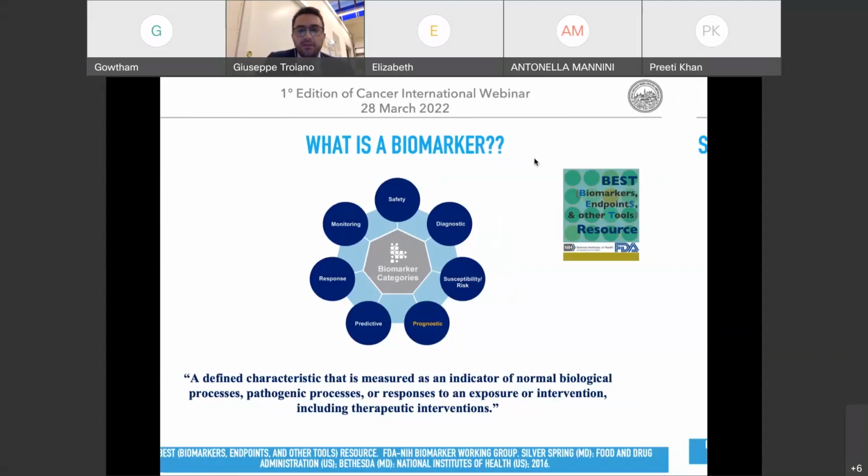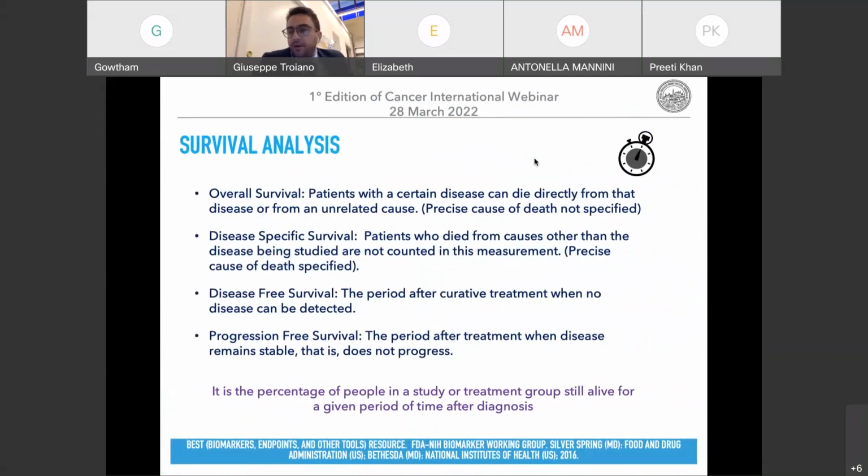What is different for prognostic biomarkers compared to the other types of biomarkers? In the case of cancer, for prognostic biomarkers we usually refer to survival analysis. By survival analysis, we mean that we are trying to predict what will happen in the future, starting from a baseline characteristic of the patient. To do so, we usually perform some statistical analysis, like, for example, Cox regression analysis. And it's important to specify the outcome of the analysis.